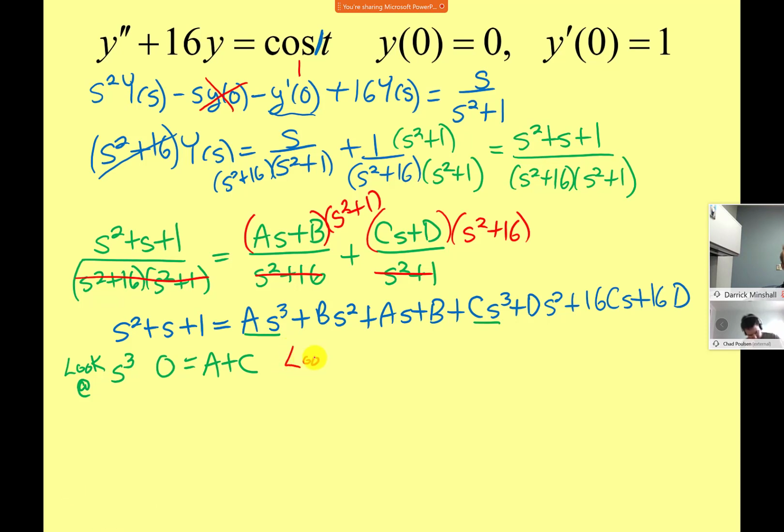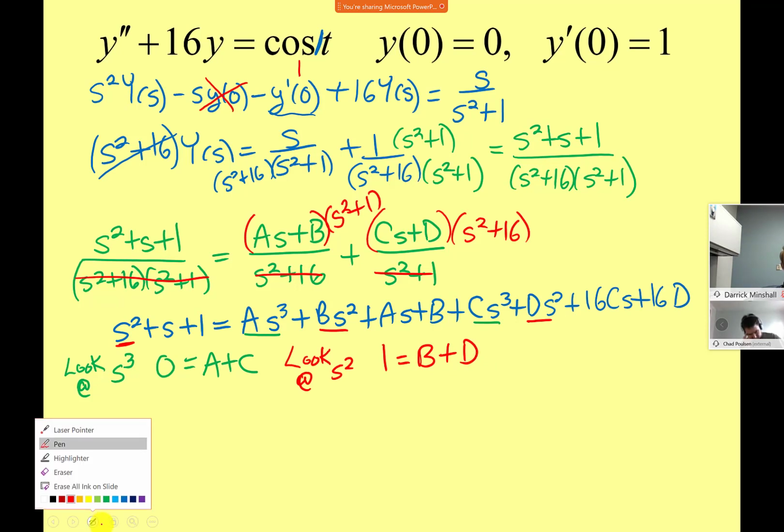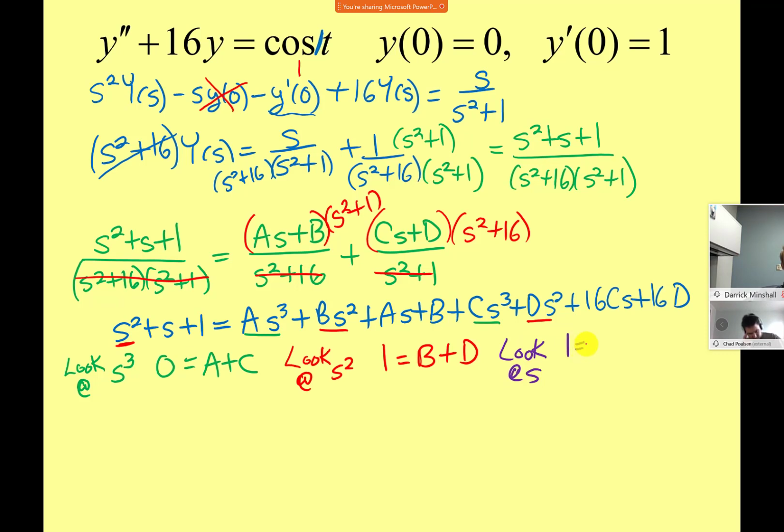Then let's look at the s squared terms. There's one on the left, and that leaves me a b plus a d on the right. All right, so now let's look at the s terms. Okay, there's one on the left, there's a, and there's a plus 16c on the right.